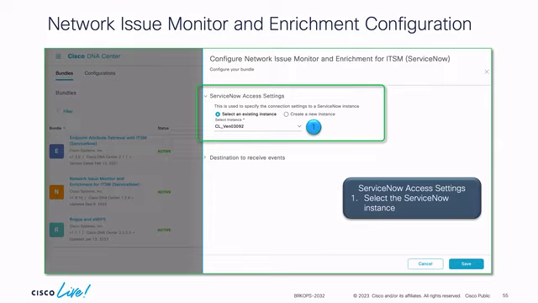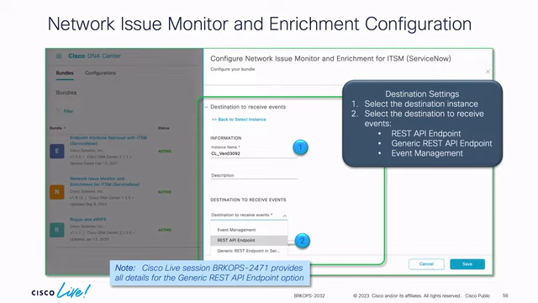Again, from a configuration perspective, in this case, I'm going to configure the network issue monitor and enrichment. I'm going to select an existing instance, or I can create a new one. Remember, in destination, I have an ITSM configuration, so I'm going to use that one. Now I'm going to decide where I want to send. It's exactly the same as with the CMDB sync. I have the destination, the access settings for ServiceNow.